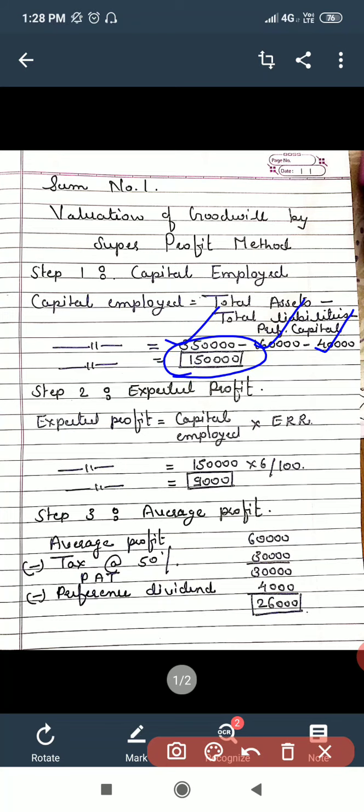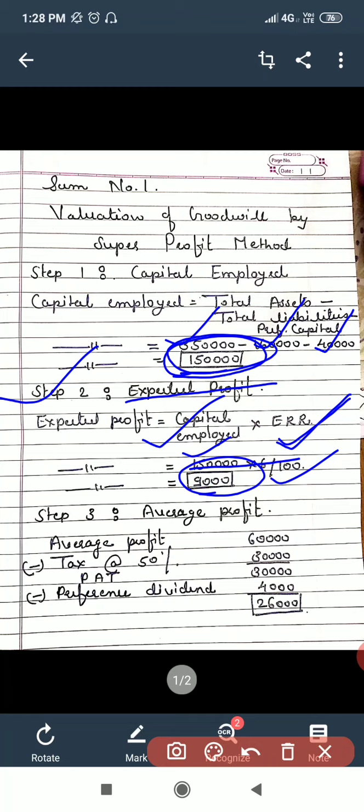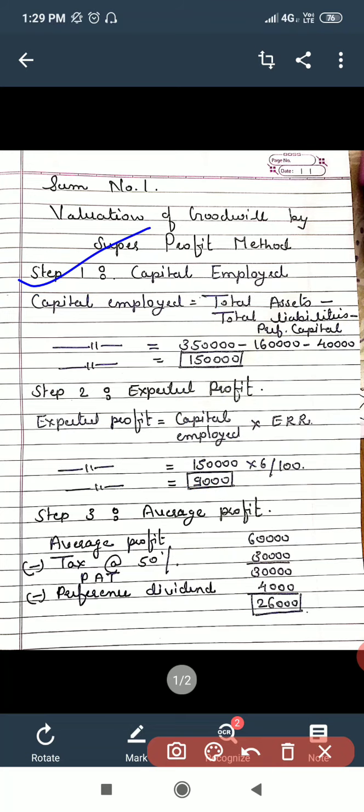Rupees 1,50,000. Now step number 2. Step number 2 is expected profit. How will you calculate this? Expected profit is equal to capital employed into expected rate of return. The capital employed we have calculated in step number 1, and that is 1,50,000. The expected rate of return which is given in our sum is 6%. If you solve this equation, you will get 9,000 as your step number 2. So what we have got over here? The expected profit. We are done with step number 1, capital employed, and step number 2, expected profit.